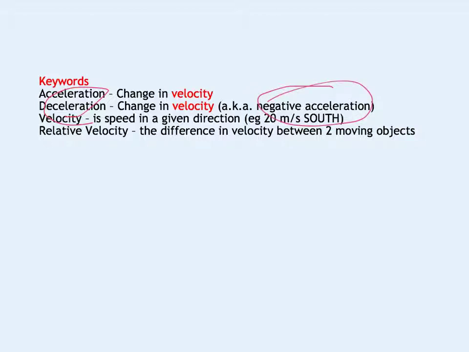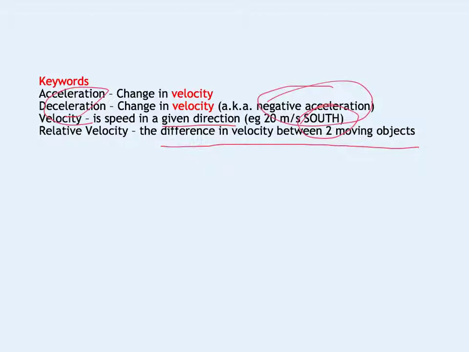And your final two, velocity is speed in a given direction, and it's this direction that's important. It doesn't really matter what the direction is as long as it's given. It can be south, north, up, down, left, right. It could even be 20 meters per second over there. Each one of those, because there's a direction given, that makes it a velocity. And then you have relative velocity, and relative velocity is the difference in velocity between two moving objects, and we'll have a closer look at that towards the end.